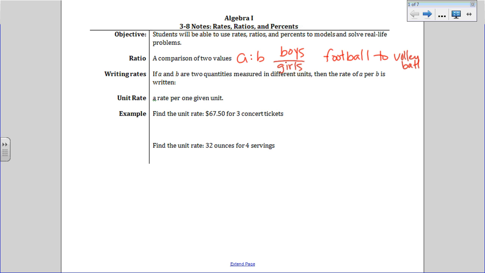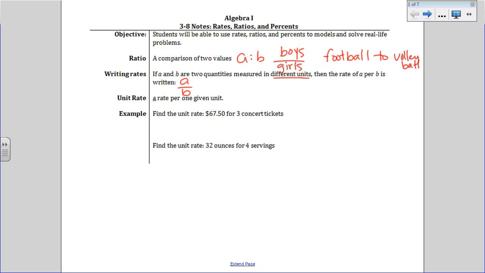But if we're talking about rates, if A and B are two quantities, but they're measured in different units, that's what it means to be a rate compared to a ratio. We have different units. So like in the examples here, boys and girls are the same units because they're human beings. Football players to volleyball players, we can consider those the same units because they're all athletes. But if we're comparing different units, then the rate of A per B is written as A over B. We're going to write that as a fraction.